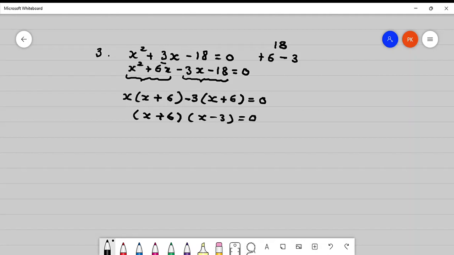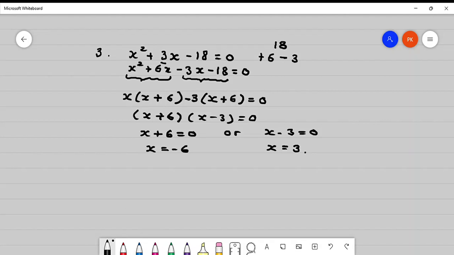Equate each factor to 0. So x plus 6 is equal to 0. That gives x is negative 6, or x minus 3 is 0. That gives x is equal to 3. So keep this in mind. If the sign of the constant term is negative, find the difference of the two factors, and if the sign of the middle term is positive, give the larger factor a positive sign, smaller factor a negative sign.